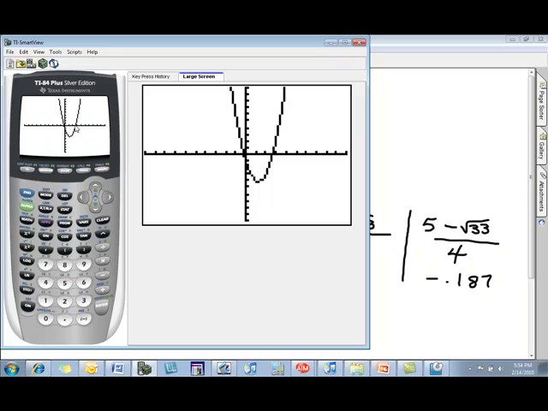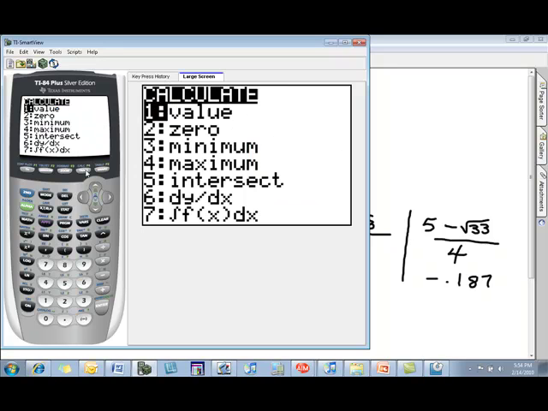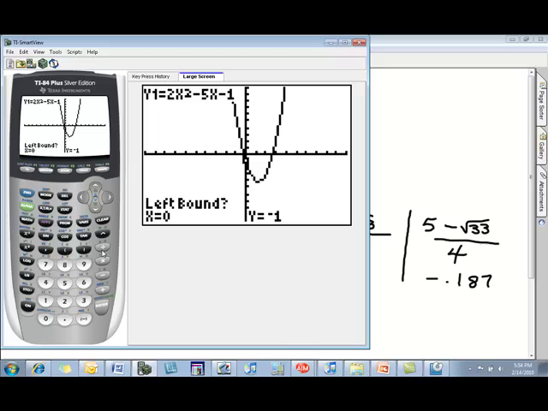Now, I'm going to require that you show algebra, but there is no reason that you can't use your calculator to check yourself. So you can hit second trace on your calculator. Notice there is a zero function. If you hit 0 on your calculator, and you're going to have to do one at a time, notice it says left bound.